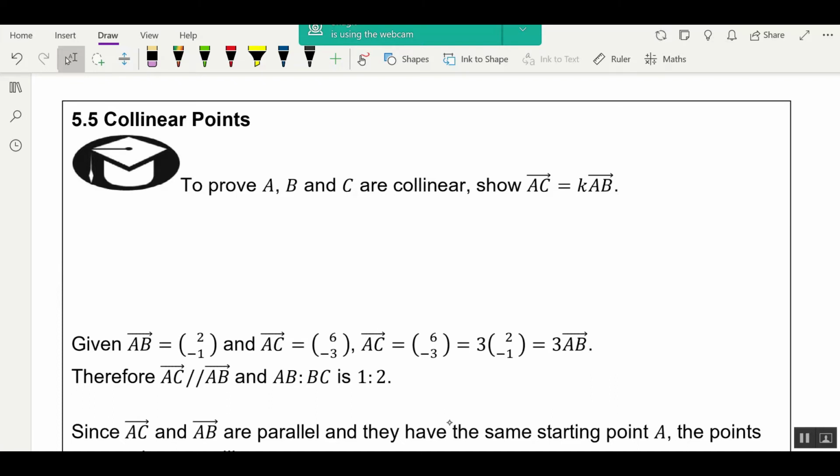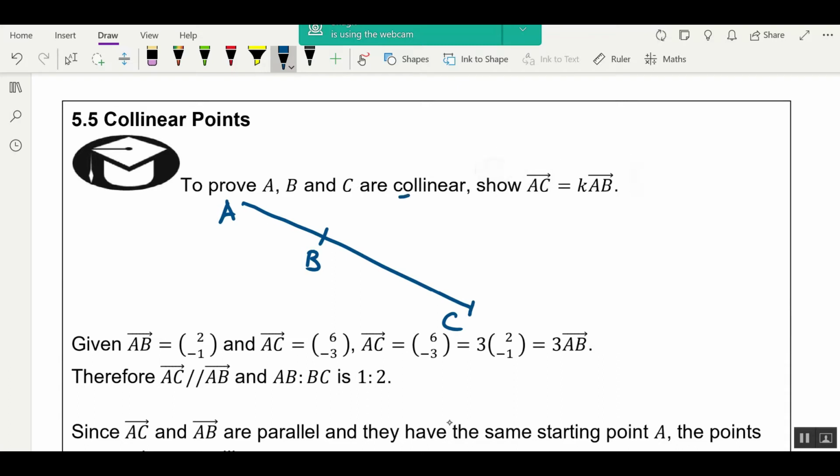Now, what does collinear mean? Collinear just means that it all lies on the same straight line. For example, A is here, B is here, and C is here. So all of them lie on the same straight line.